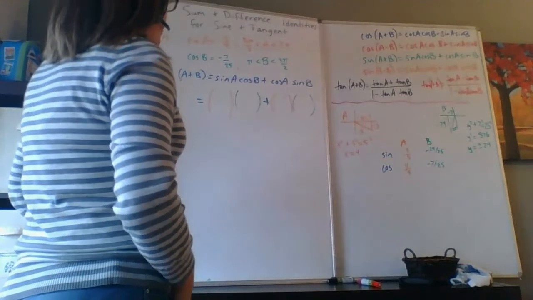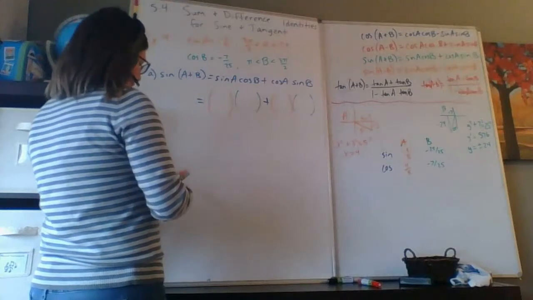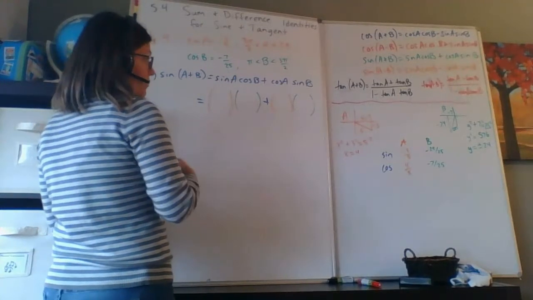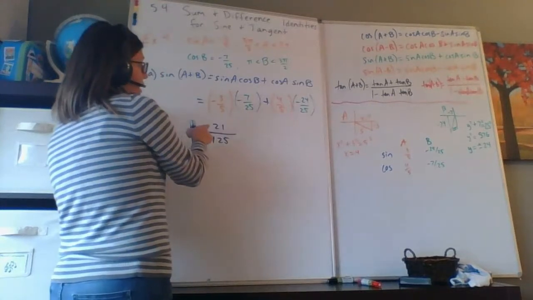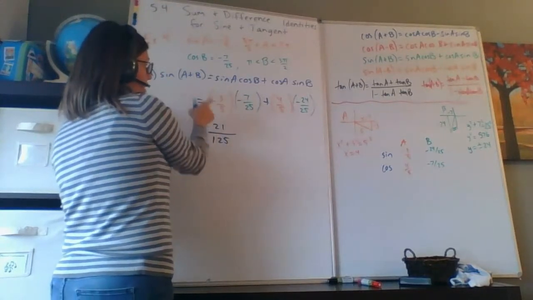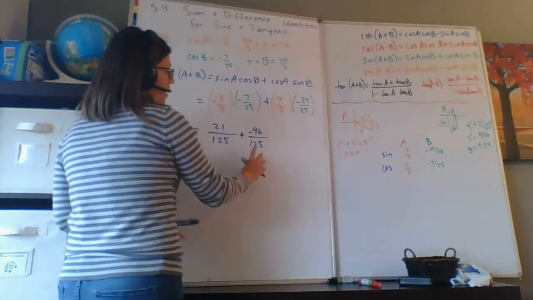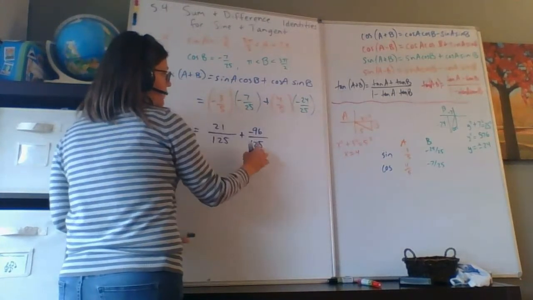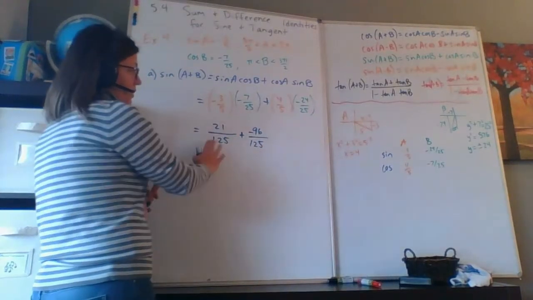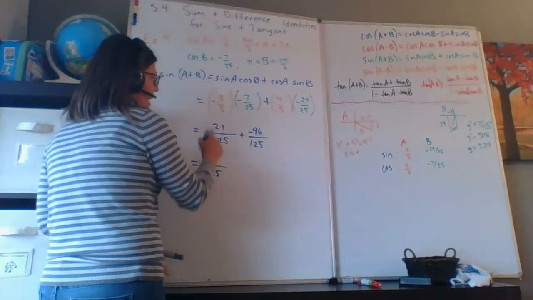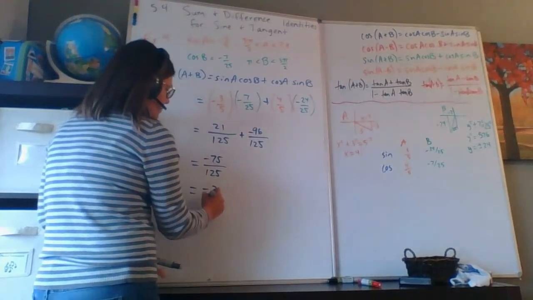So now I'm ready to plug in the values of the sines and cosines of A and B, just making sure that I'm careful where I place them. Multiplying each straight across. On the left, we get 3 times 7 is 21. A negative times a negative is a positive, and 5 times 25 is 125. On the right, we get 4 times -24 is -96, and 125 on the bottom as well, which verifies we are on the right track. Now we add them together. -75 over 125, reducing gives us -3/5.